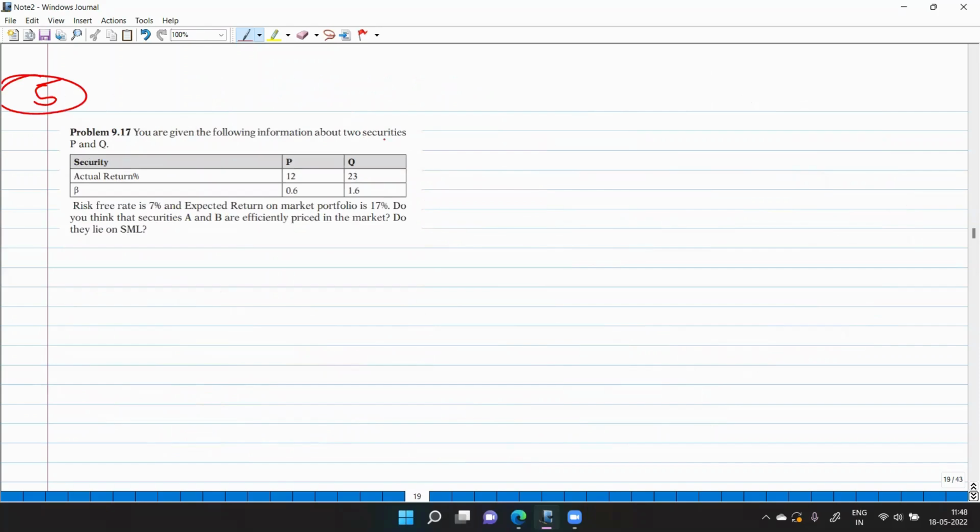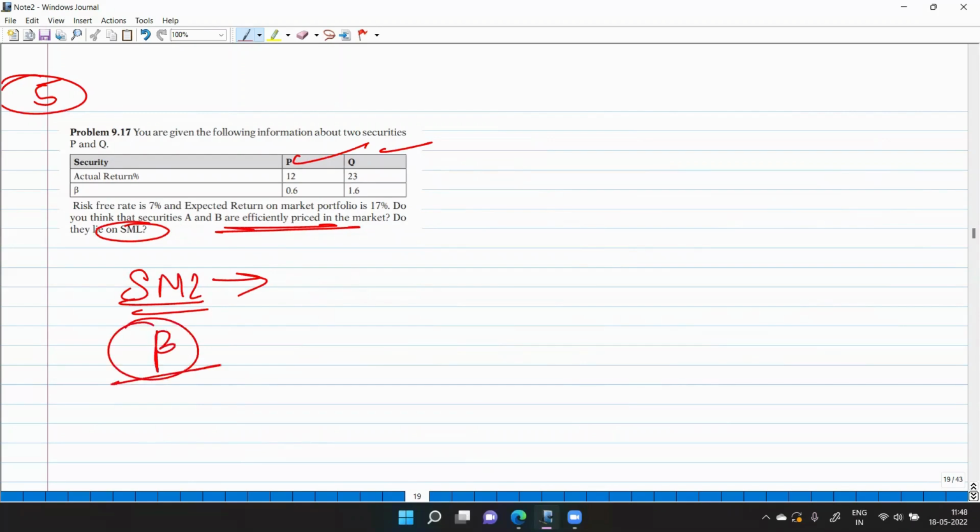Fifth, you are given the following information about two securities. एक्चुअल रिटर्न ये है, ठीक है, and बीटा फैक्टर ये दिया है. मुझे क्या निकालना है, SML line पे ये efficient है या नहीं. Now SML में क्या डिफरेंस था, SML में ये डिफरेंस है कि it is only considering the beta and beta is a measure of systematic risk. ठीक है, तो यहाँ पे इसका CAPM वाला फॉर्मूला यूज होता है. CAPM का फॉर्मूला is this.